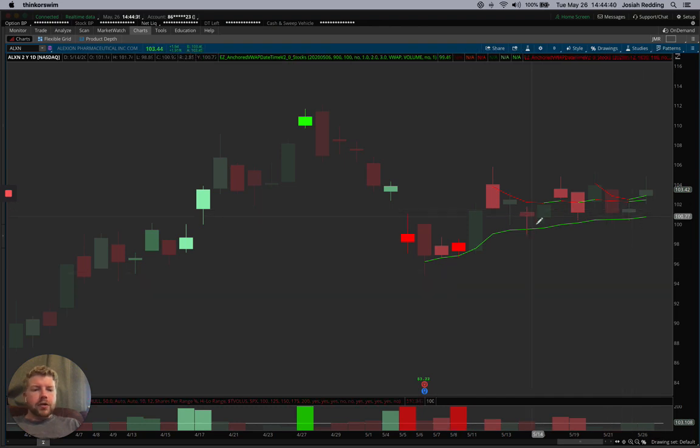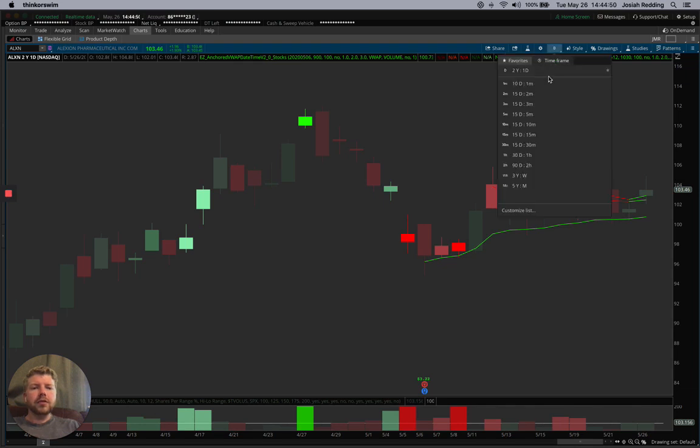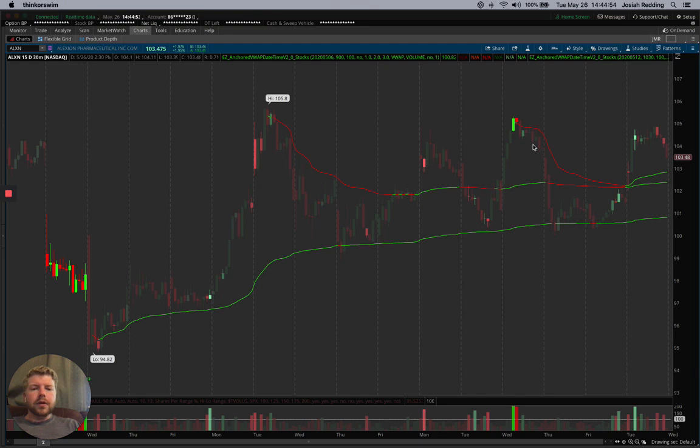So anyway, you can see that I zoomed out to the daily chart and we still got the anchored VWAPs from the highs and from the lows and from that new pivot that we looked at. Now if I zoom back into the 30-minute chart, we should be back to square one there. So that's how that works.